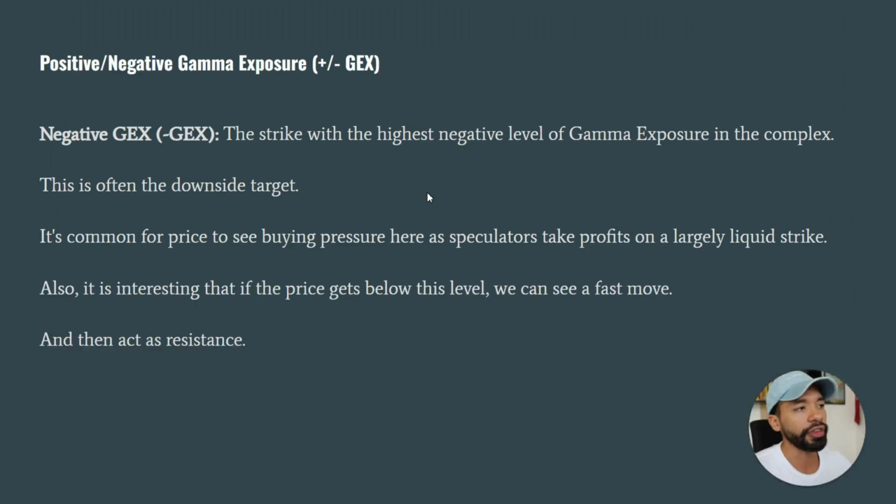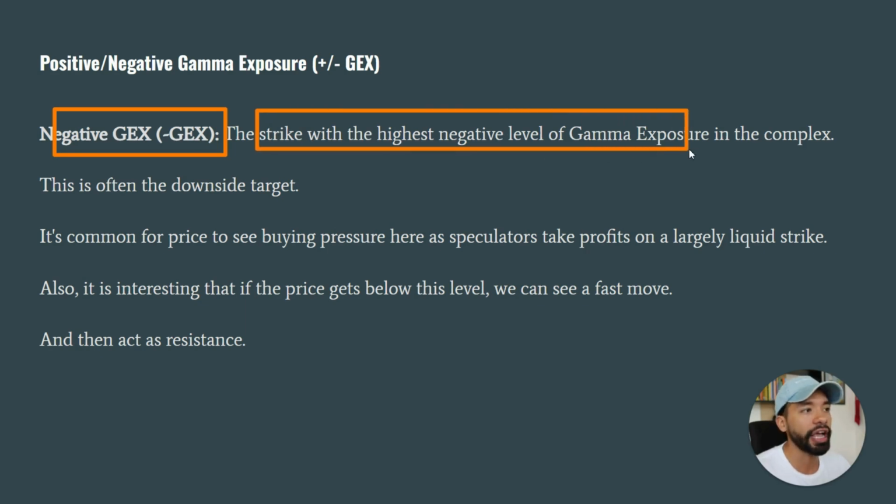And then after hearing that, I suppose you understand what the negative GEX is going to be, which is the same thing but to the downside. Basically, this is the strike with the highest negative level of gamma exposure in the market. And of course, this is going to act as a magnet. If we actually break below that transition zone, then that's going to be your downside target.